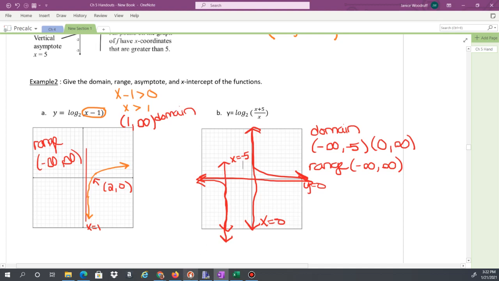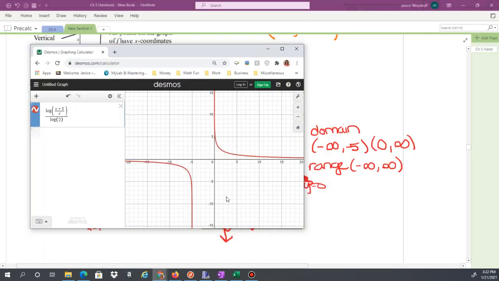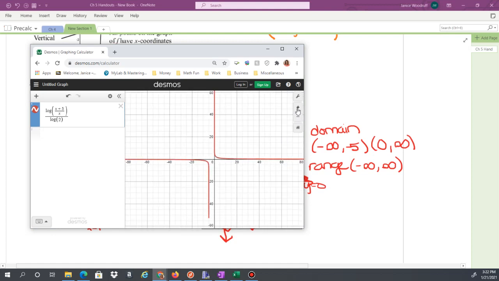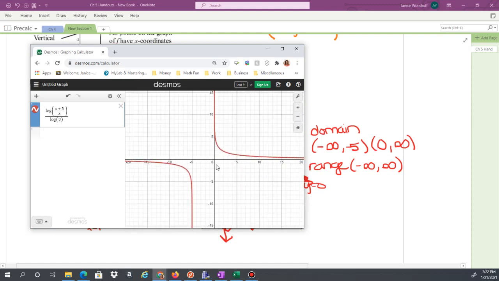And then finally, let's look to see if there are any intercepts here. And it does not look like I'm crossing the x-axis on this at all. So I have no x-intercepts because I have that horizontal asymptote of y equals 0.